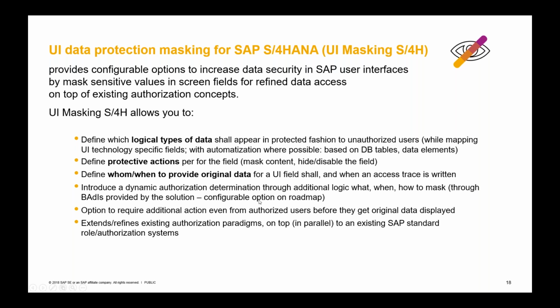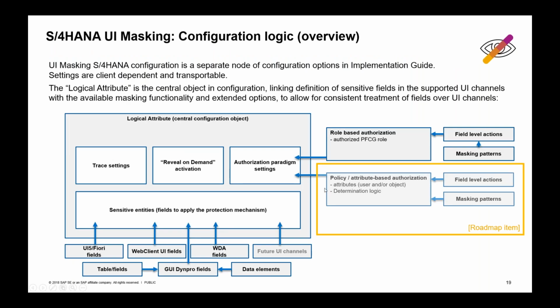I think that's basically it. From a configuration logic, similar to what we had in the classic solution, I tried to map this. Basically, we have the logical attribute as a central configuration object. You would be mapping all the data elements, table fields, which then determine DINPRO fields, but also other UI technology fields which are relevant as sensitive entities in this case. You can configure the trace, when the trace shall be written: always, never, in case of unmasked display, and/or in case of reveal on demand scenarios.